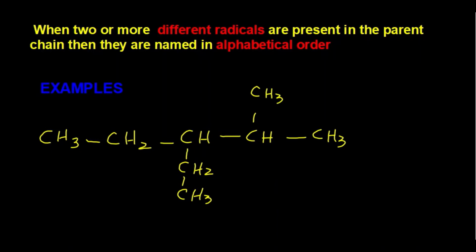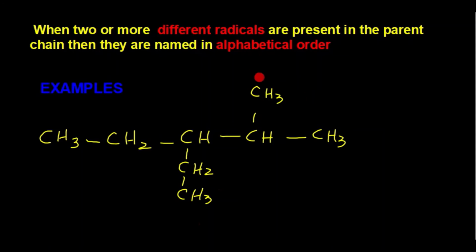So first of all, we will locate the parent chain. 1, 2, 3, 4, 5. The straight chain consists of 5 carbon atoms having 2 branches or 2 radicals. Now, if we take this chain as a parent chain, 1, 2, 3, 4, 5, this chain consists of 5 carbon atoms, right? Equal number of carbon atoms. If we take this chain as a parent chain, then it contains just 1 radical.